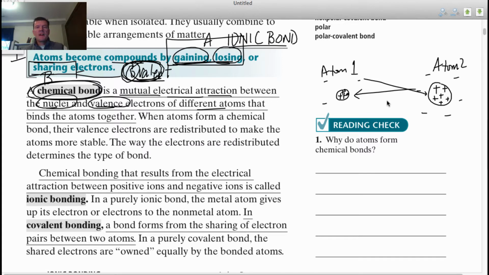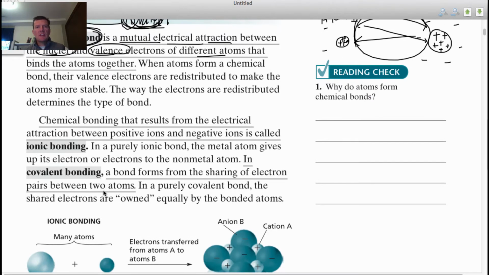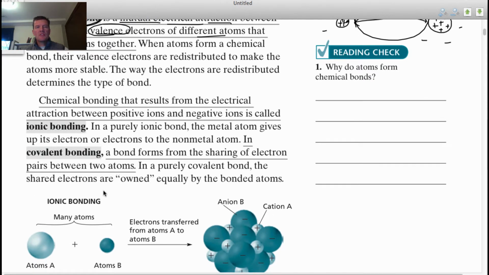Okay? Now it is basically the determination of the amount of pull on these electrons. Does that mean that electrons actually get transferred from one to the other, or is the pull fairly equal and therefore they share these outer electrons? We'll talk about that. Okay? So it's basically due to the attraction between electrons and protons between two atoms.